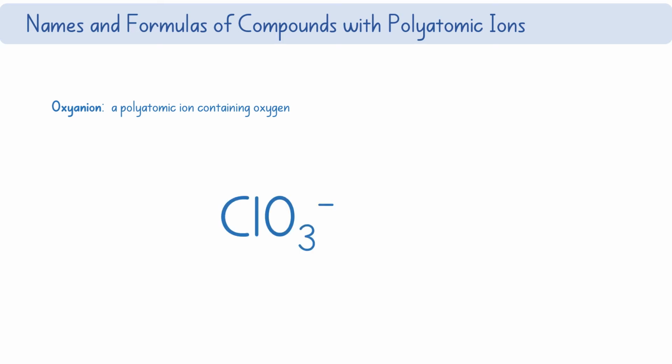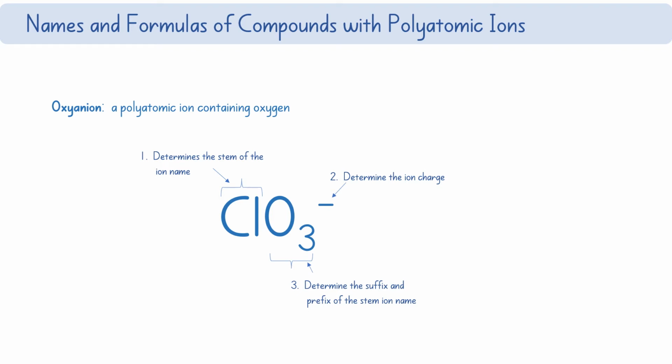Here is an example, ClO3 minus. So first of all, the Cl determines the stem of the ion name. Then the negative determines the ion charge. The O3 then determines the suffix and prefix of the stem ion name. So if we had to name this, it would be a chlorate anion.